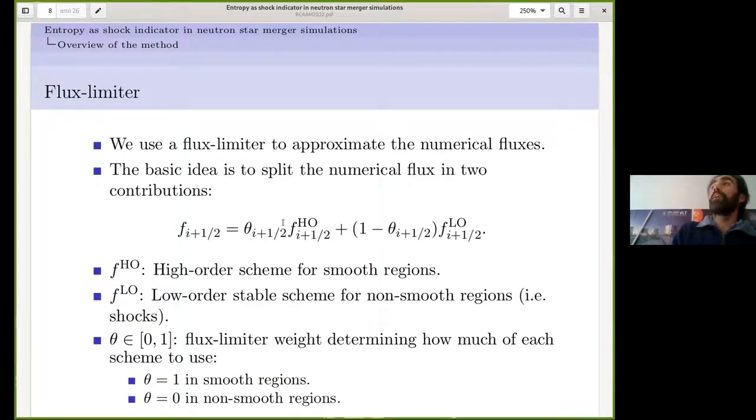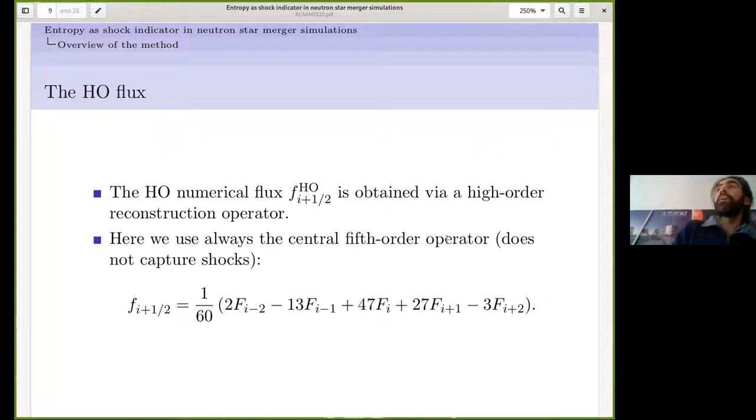So now I'm going to talk a little bit about each part: about theta, about this higher order flux and the lower order flux. Here I just mention that the higher order flux is obtained with the use of a high order reconstruction operator, as I said before. Here we are using this fifth order central operator, which does not capture shocks. If you use that to simulate the region of a shock, you have the oscillations that I showed just before. So we have to be really careful that this theta function behaves in a way that we use this only in smooth or semi-smooth regions, so we don't have oscillations.